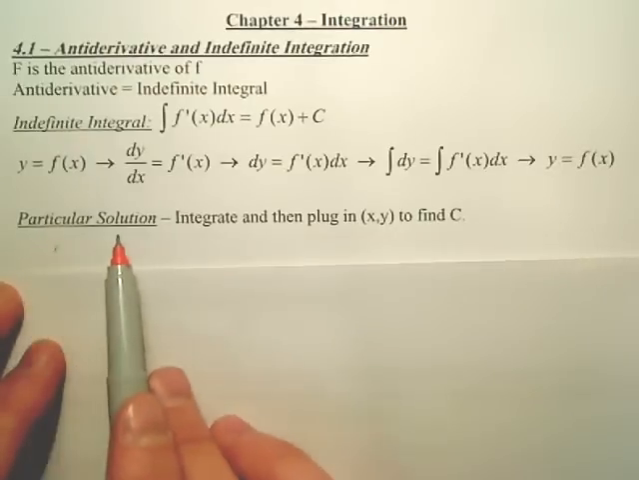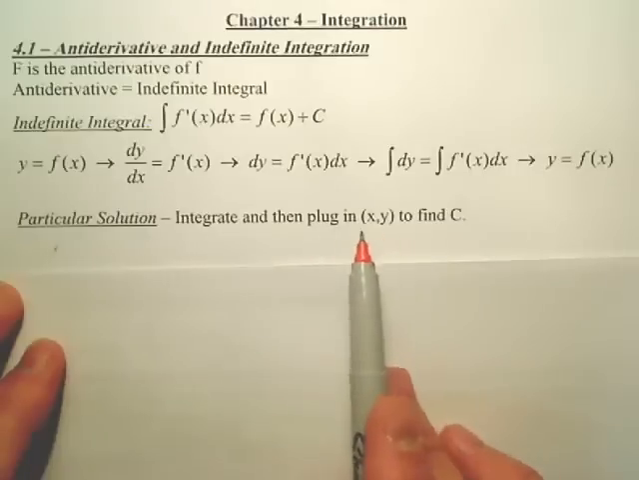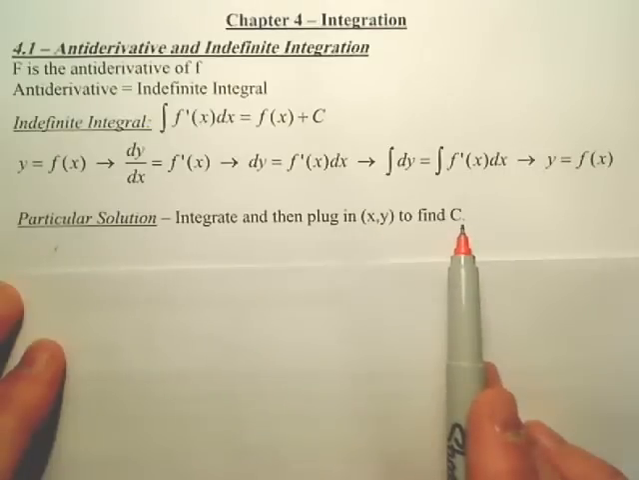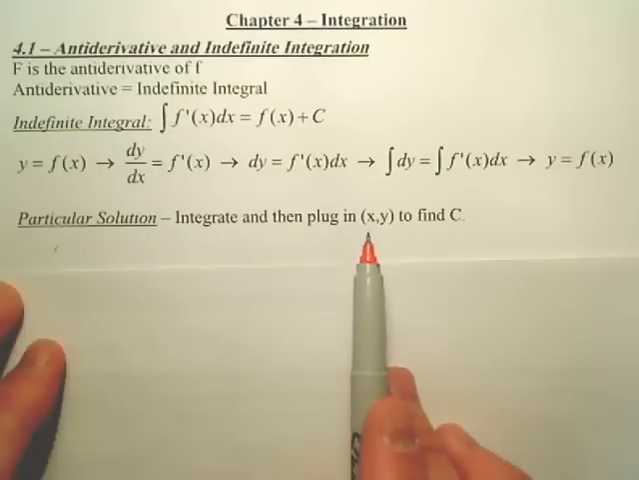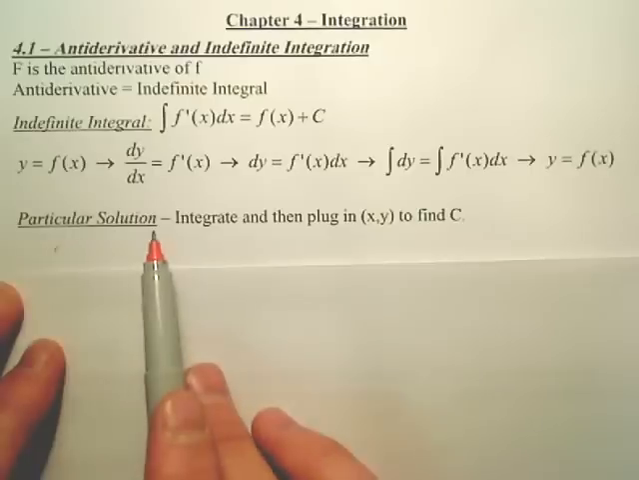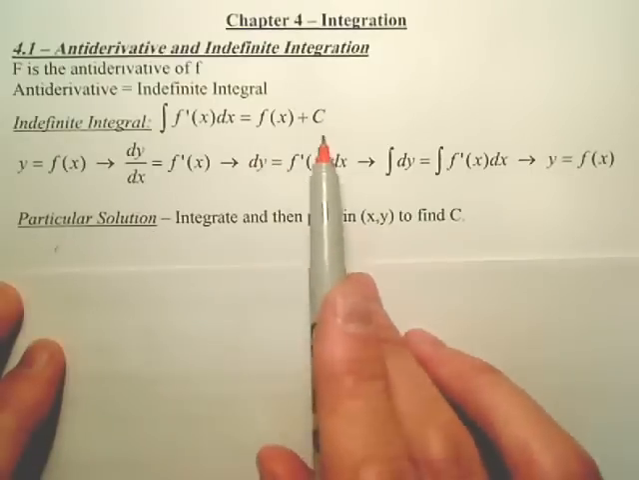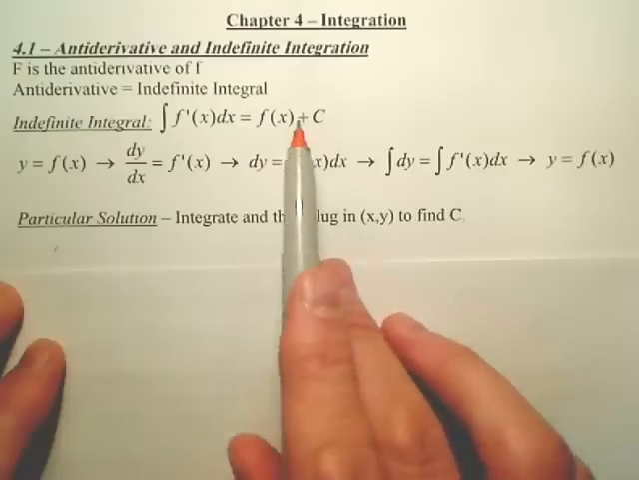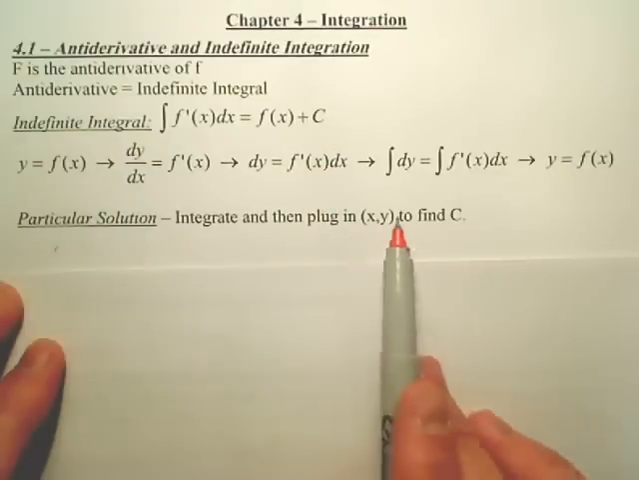There's something called a particular solution. That's when you integrate, then you plug in a coordinate to find c, to find out the exact value of your original equation. You need a point from your original equation to find the exact equation, and we'll talk about that more. But you always have to find your c to get a particular solution. Basically, when you get something like this, it's called a general solution. General because you don't have exactly what it is. Particular means you pinpointed it by plugging in a coordinate.